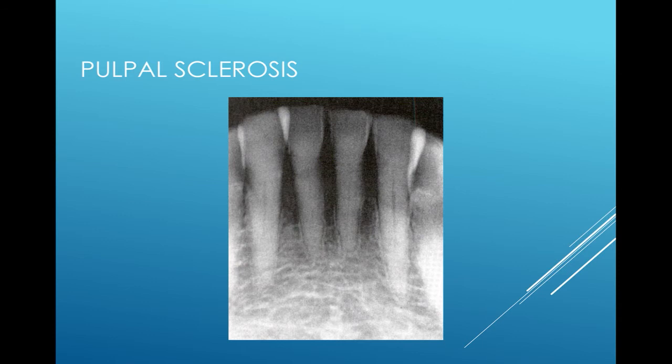So usually it occurs with age. So as you age, the pulp chamber will get smaller and smaller due to calcification. Also can be associated with things like clenching or grinding habits. And often there's little clinical significance unless it needs endodontic therapy.